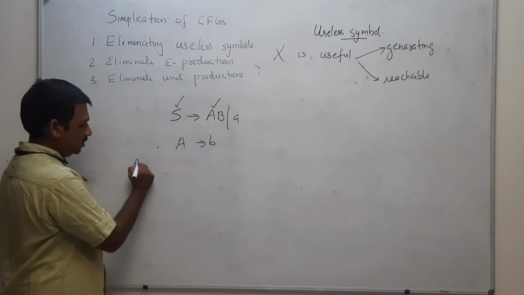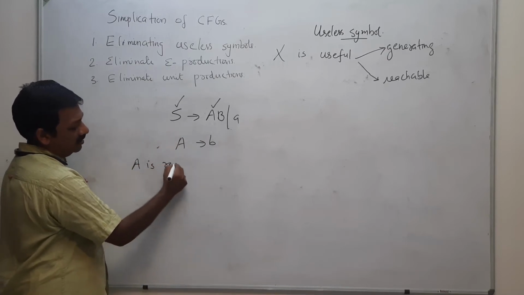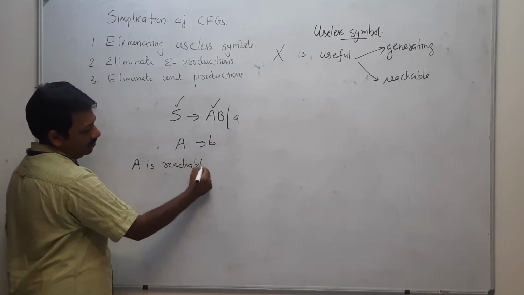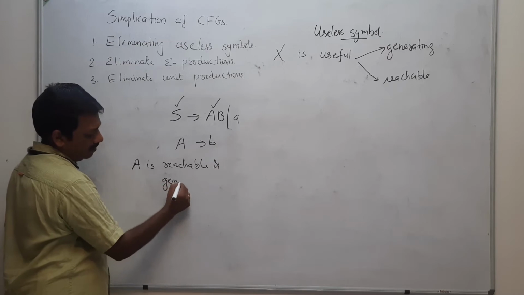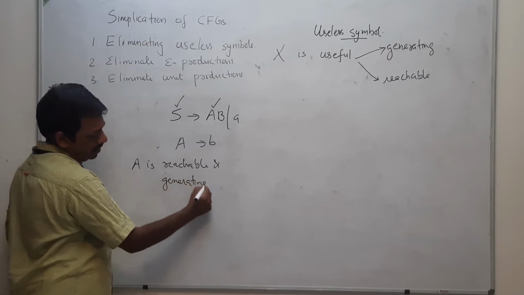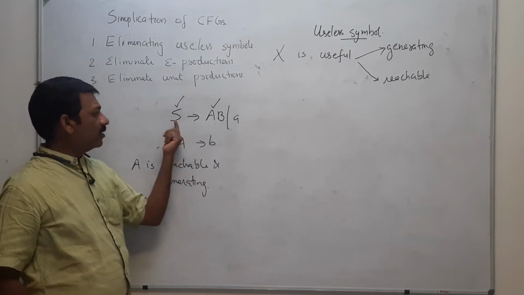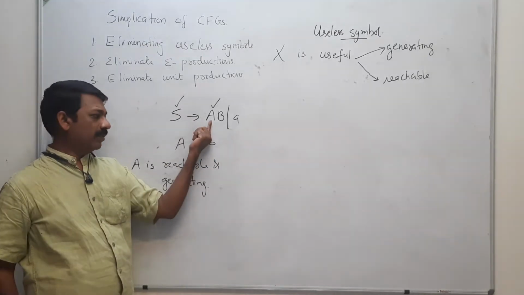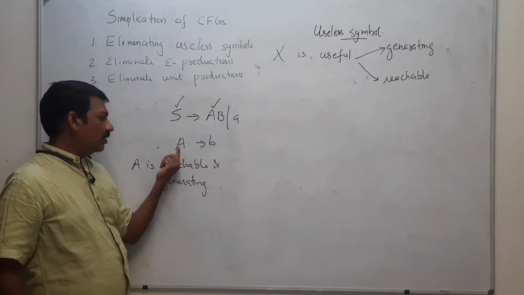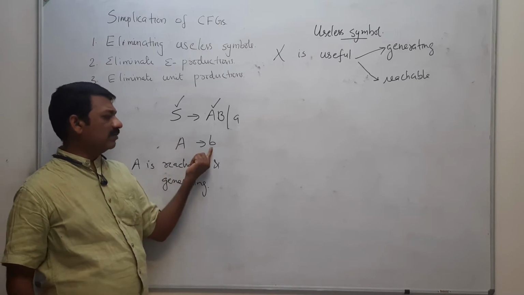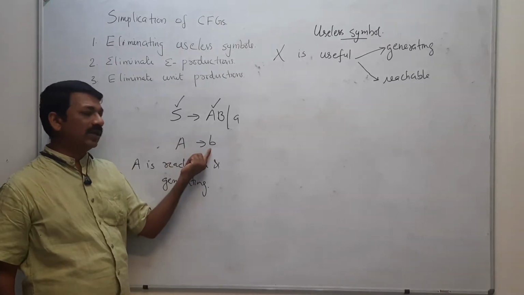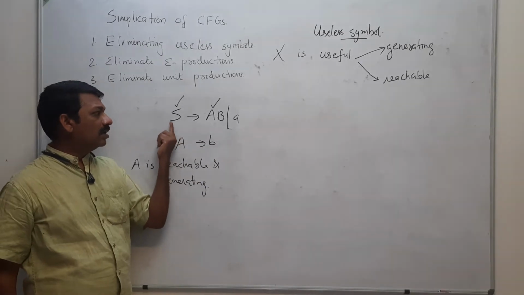A is reachable. Why? From S you can reach A. What about the generating power of A? A derives a terminal b. That is why it is both generating and reachable.